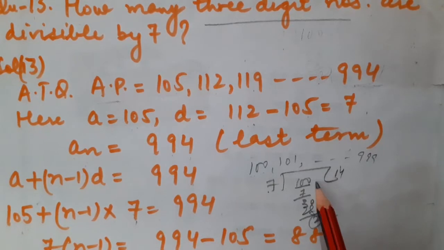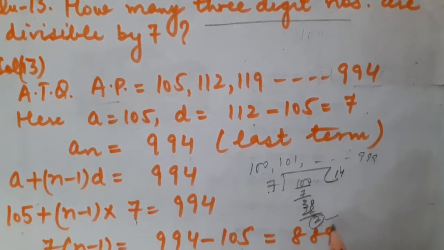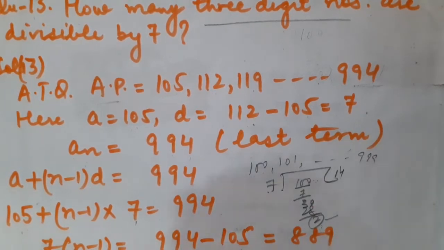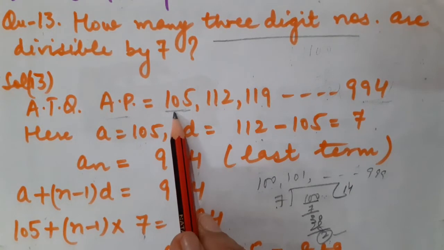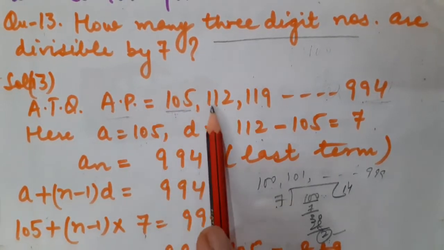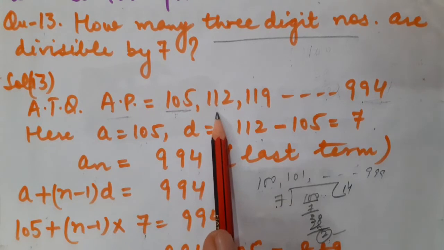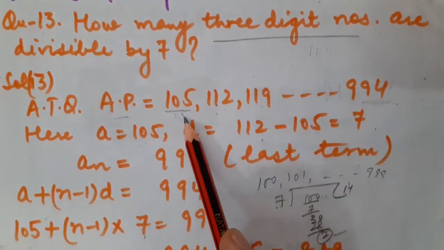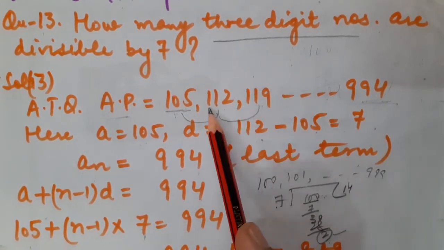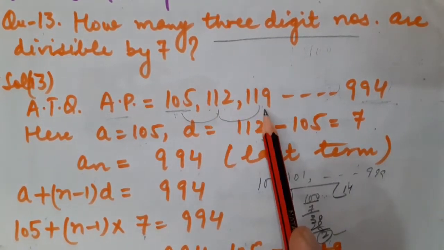So when you reach 101, you will get remainder 3. For 102, you will get remainder 4, and so on. Ultimately you will get 105. This number is exactly divisible by 7. Then we go for the next number which is also divisible by 7. The very easy way to form this AP is that you keep on adding 7 to the preceding number to get the succeeding number.